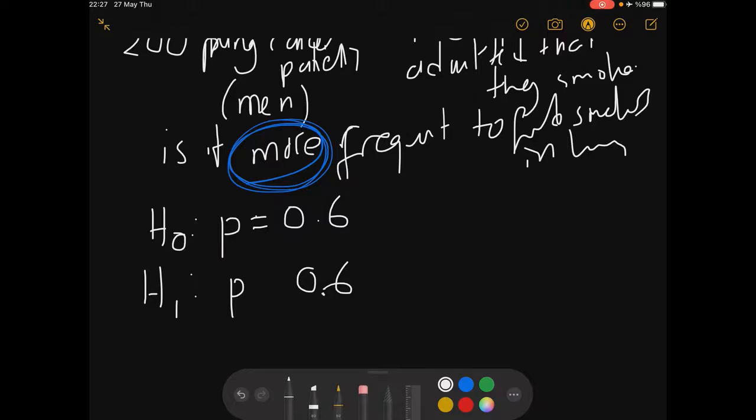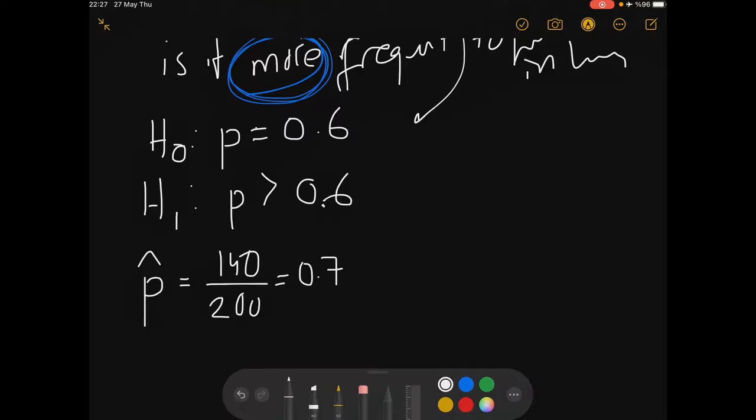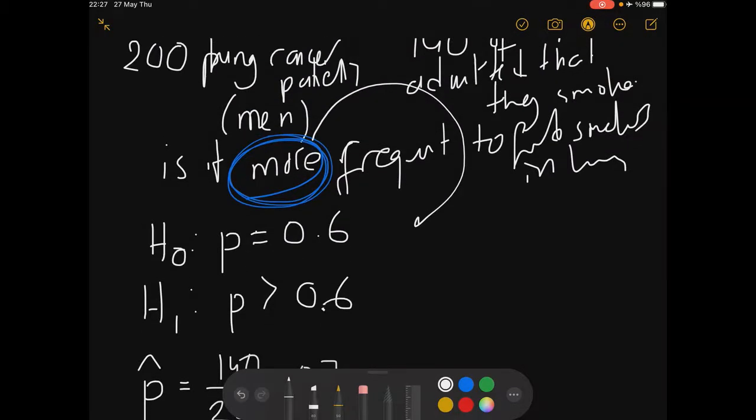Okay, since it is more, you will put here larger than, and your sample p is this one over this one, which is 0.7. That's what we're dealing with. So your alpha is 0.01 this time. This is the rejection region that we will build our test on.